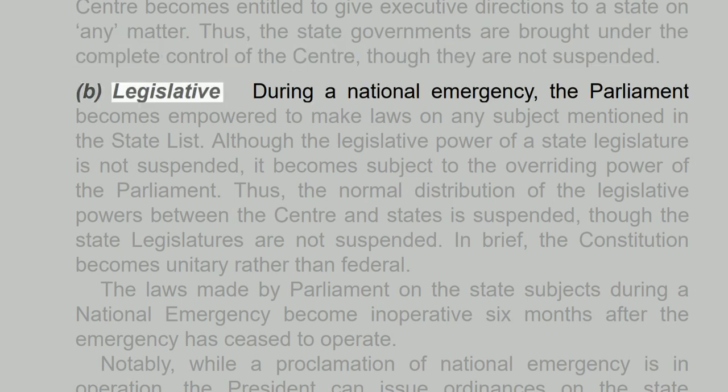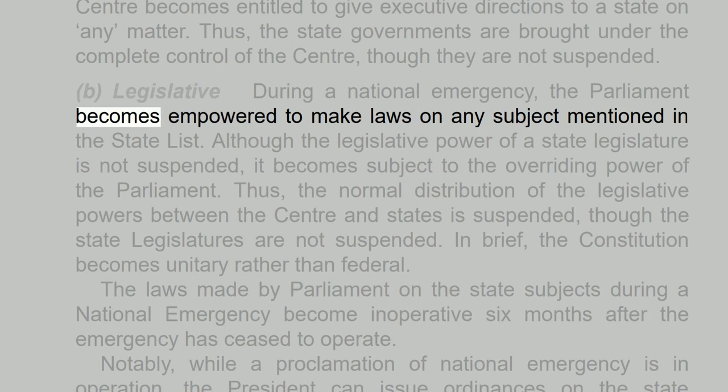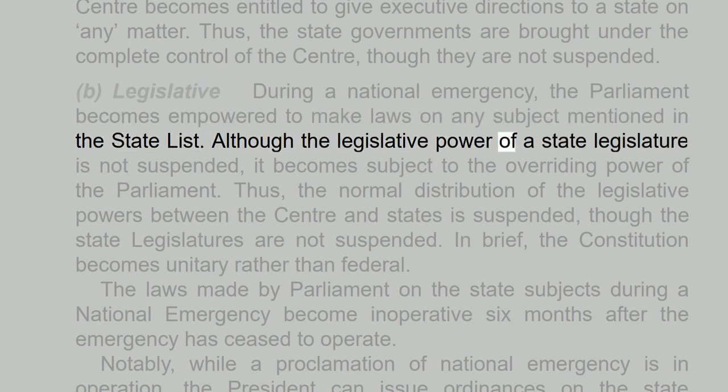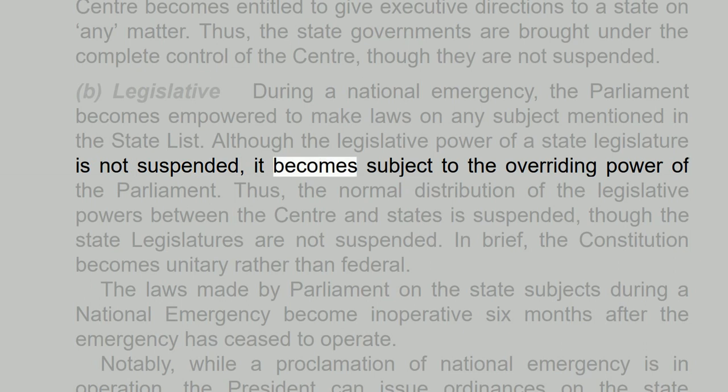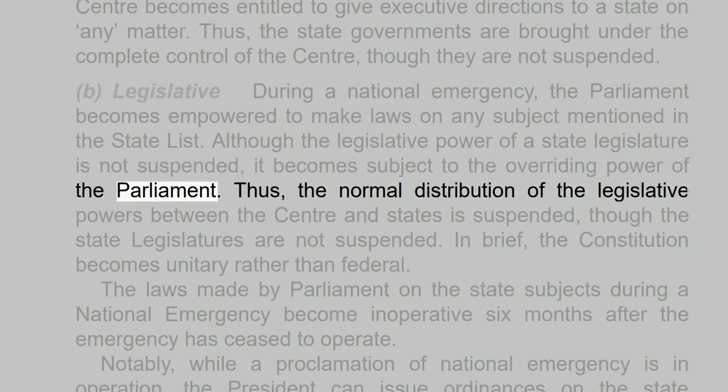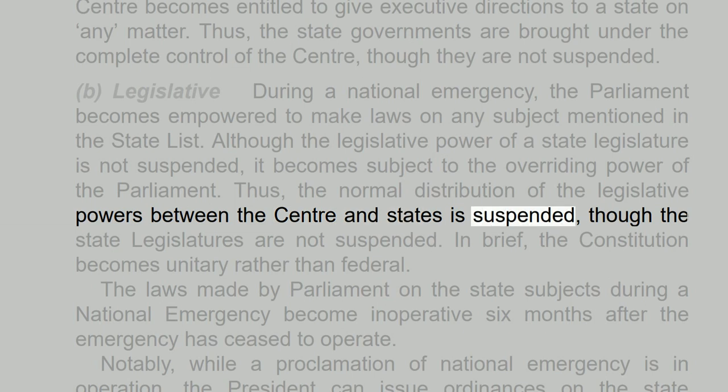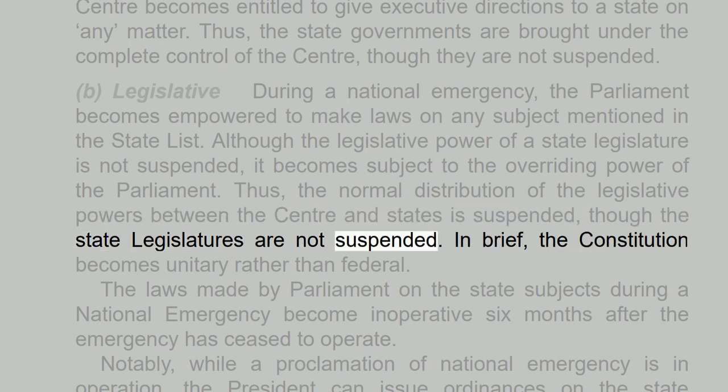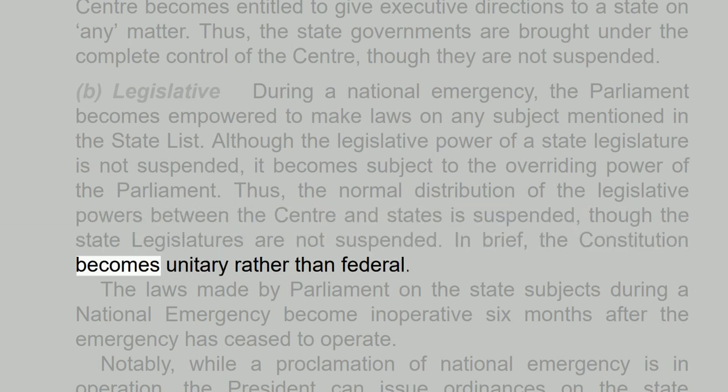Legislative. During a national emergency, the Parliament becomes empowered to make laws on any subject mentioned in the state list. Although the legislative power of a state legislature is not suspended, it becomes subject to the overriding power of the Parliament. Thus, the normal distribution of the legislative powers between the center and states is suspended, though the state legislatures are not suspended. In brief, the constitution becomes unitary rather than federal.